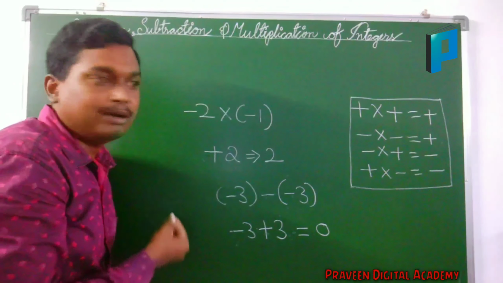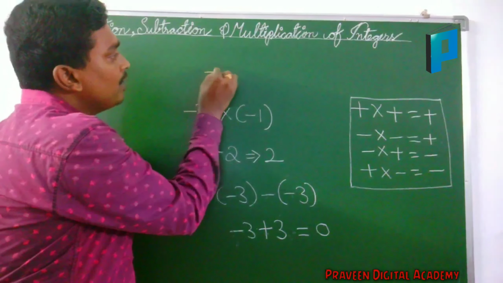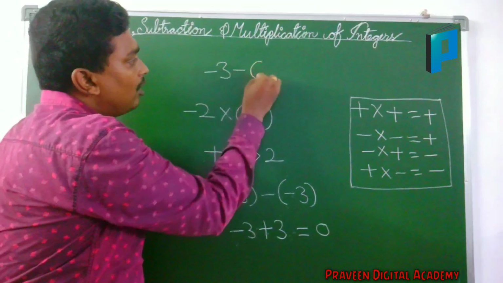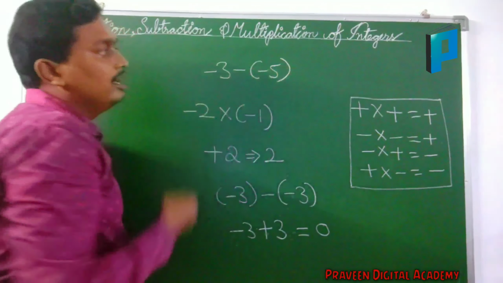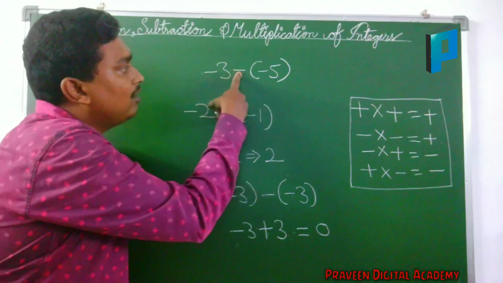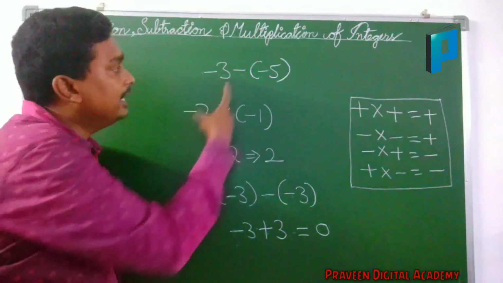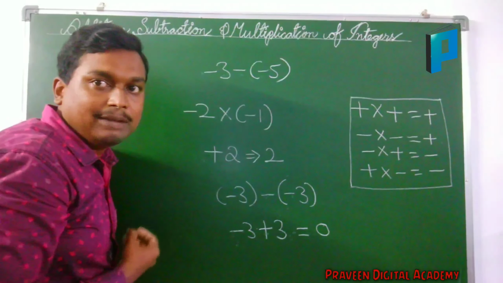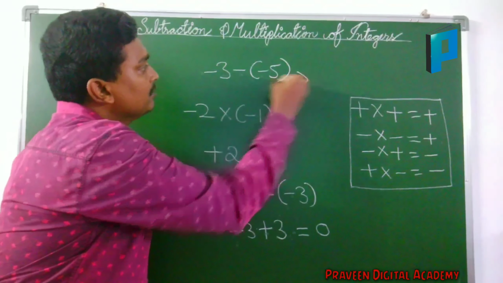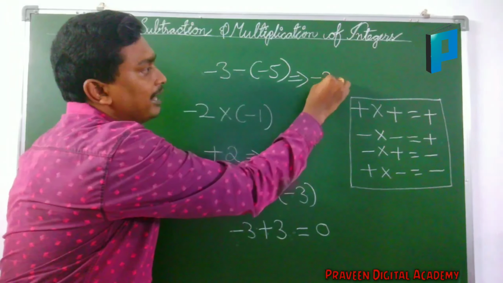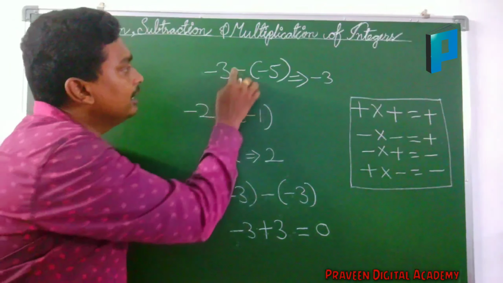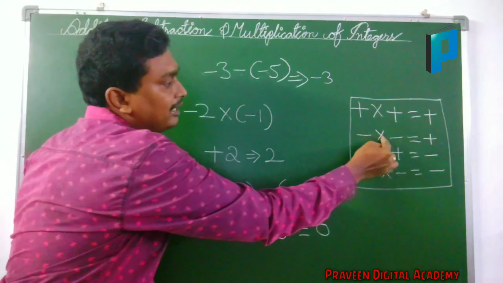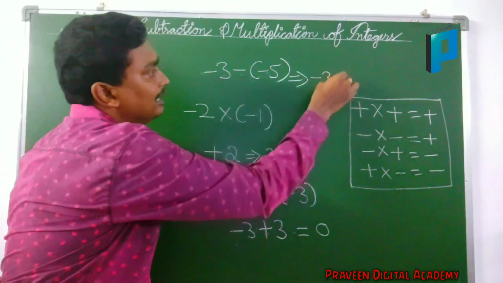Now let me go for one more example here. If you are having minus 3 of minus 5. Here if you are having bracket, we should consider it as multiplication. Here minus 3 is there. Take that minus 3 in the same way. Here minus into minus. What is minus into minus? Is plus. Here what you are having here, 5 is there. Write down that 5 as it is.